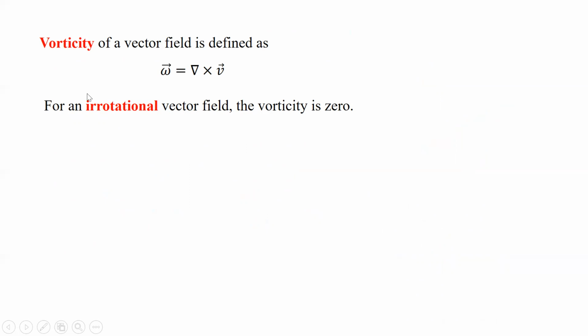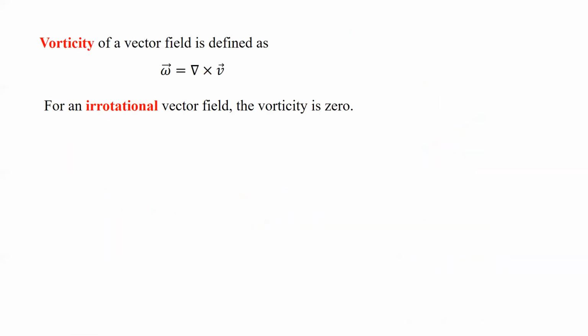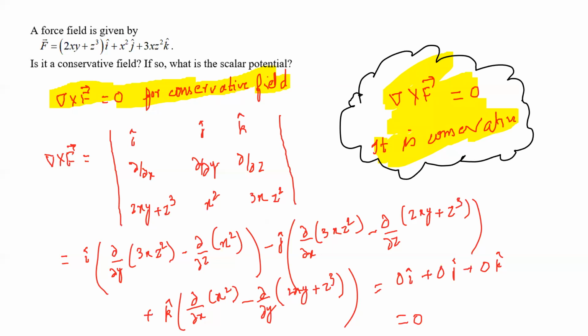So you can say that for a conservative vector field, the work done is path independent, the function is irrotational, and the vorticity is 0. Let's discuss a question on the conservative vector field. The question is like this: a vector field is given to you as F equals (2xy plus z cubed) i cap plus x squared j cap plus 3xz squared k cap. This is the vector force field given to you, and the question is: is this a conservative field? And if it is, we have to find the scalar potential phi.